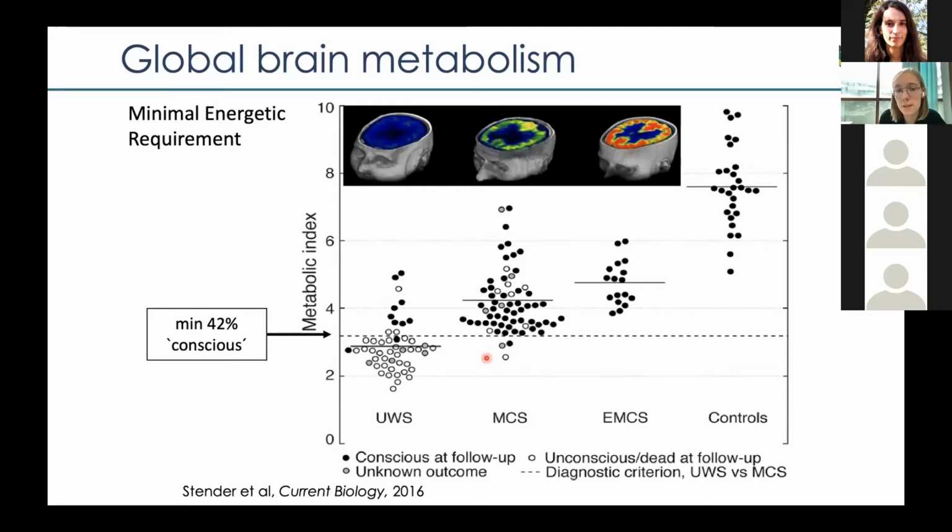So if we then translate this metabolic index to the percentage of glucose uptake as measured by SUV, then we can see that the threshold for which we can disentangle the two patient groups is at 42%. So if the global glucose uptake as measured with SUV is lower than 42%, then the patient is likely unconscious.